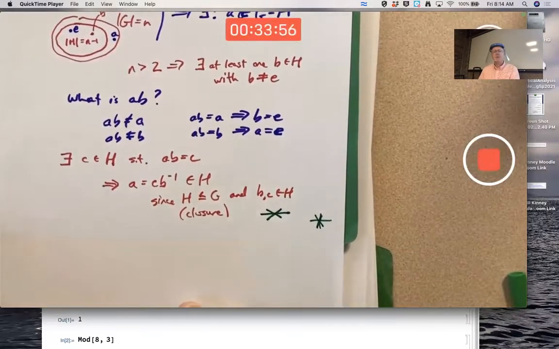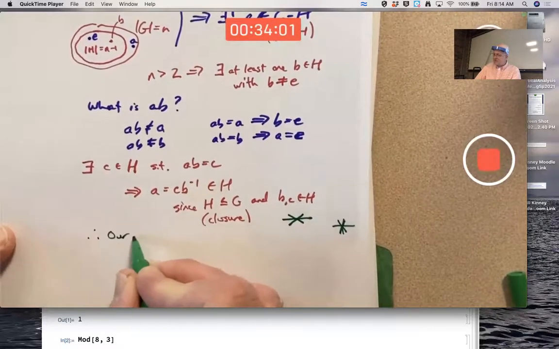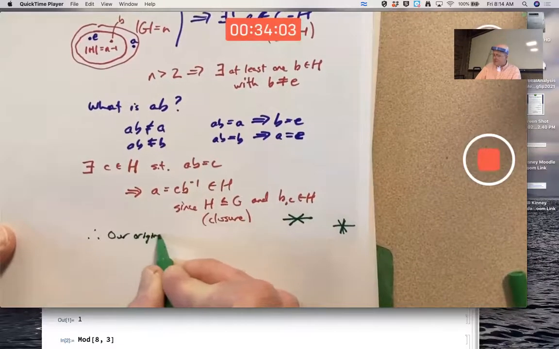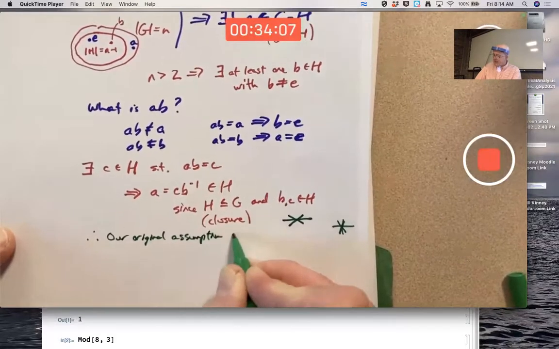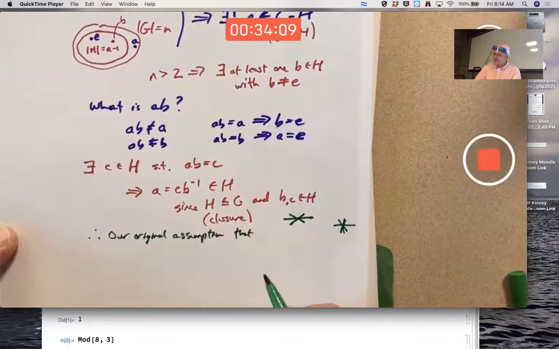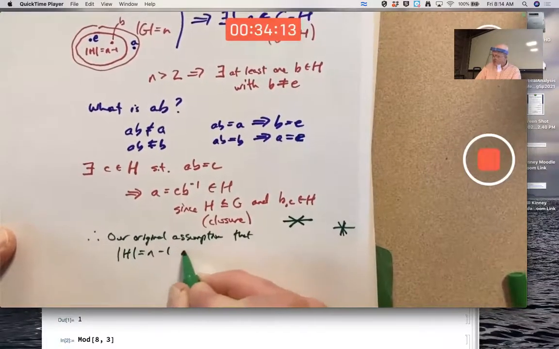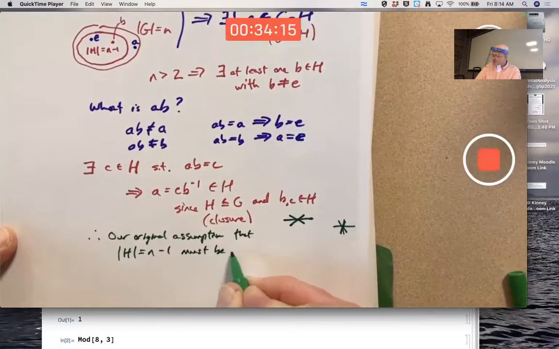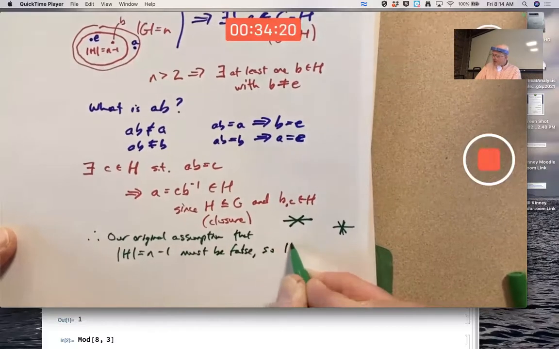You should say at least one more sentence. Therefore, our original assumption that the order of H was n-1 must be false. So the order of H can't be n-1.